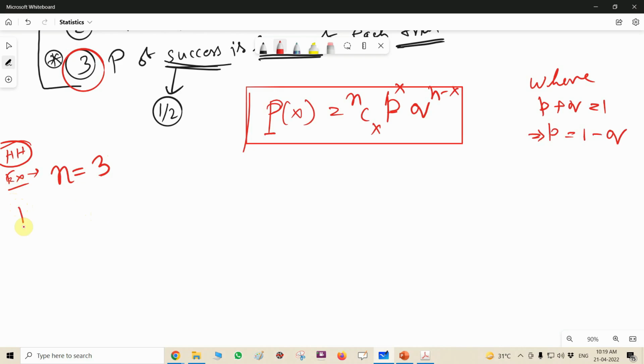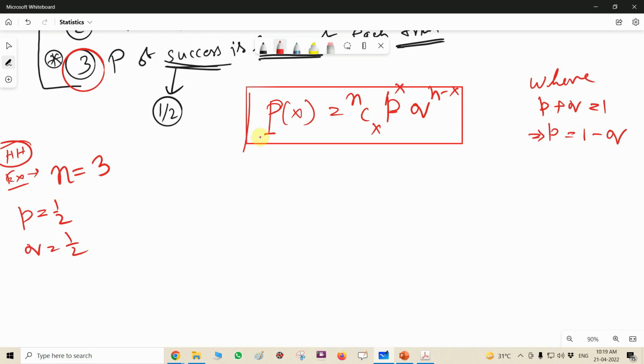Now probability of head P equals to half. Q will be also half. Is it clear to everyone? क्योंकि हेड आने के चांसेस है हाफ, और Q का वैल्यू आ जाएगा 1 माइनस हाफ करोगे तो Q का वैल्यू आ जाएगा. मतलब हेड नहीं आने का चांसेस कितना है, वो भी हाफ है, 50-50.